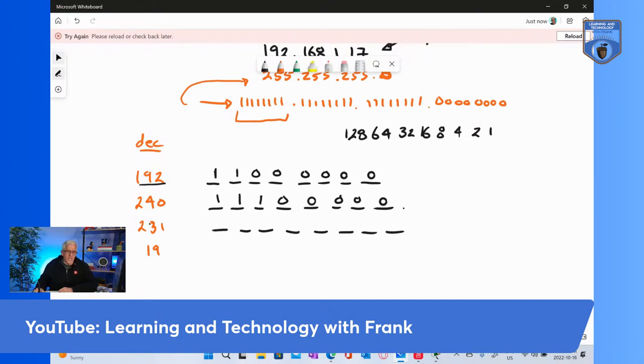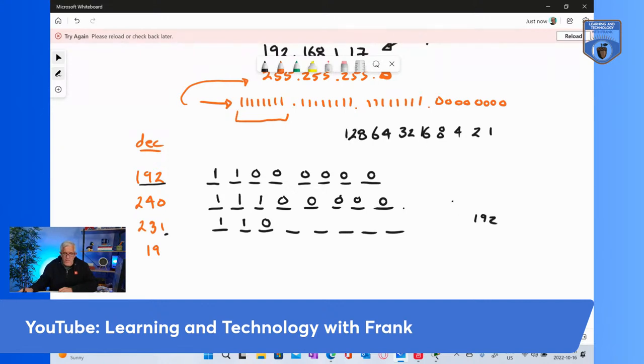So if we look at 231, first of all, you'll notice this is an odd value. So I know I'm going to have this bit on, but we won't do it yet. So 231, do I need the 128? I do. Do I need the 64? I do. Now I'm up to 192. Do I need the 32? I don't, because that would take me all the way to 240. So I don't need that. Right now I'm at 192.